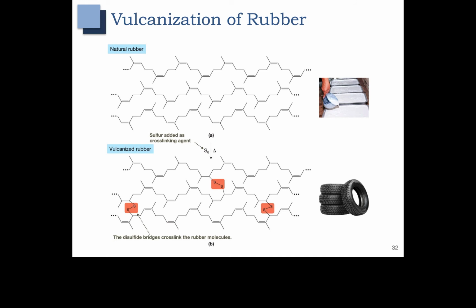Another example of a reaction of polymers is in the vulcanization of rubber. A natural rubber is shown here. And if you wanted to, you could add sulfur as a cross-linking agent to link the polymer chains together, and that would give you a disulfide bond. And this is called vulcanized rubber. Vulcanized rubber is the type of rubber that's typically used to make tires.